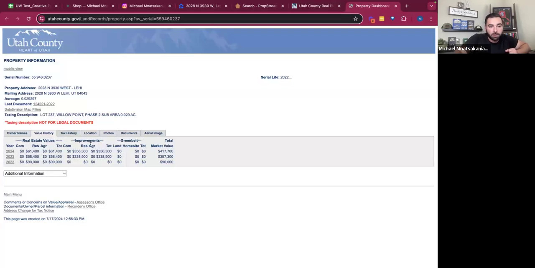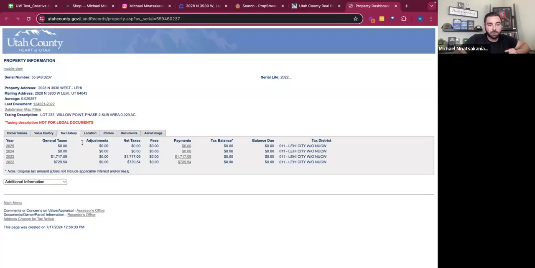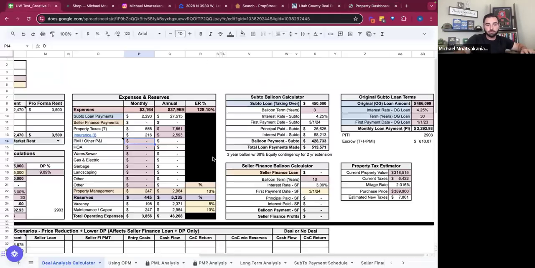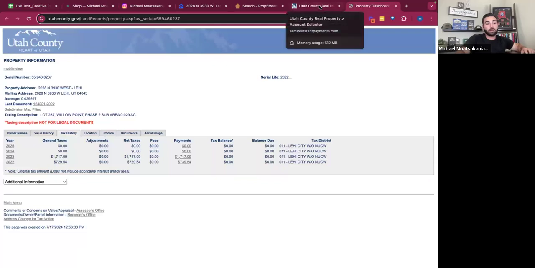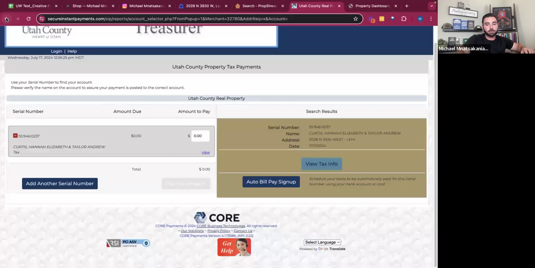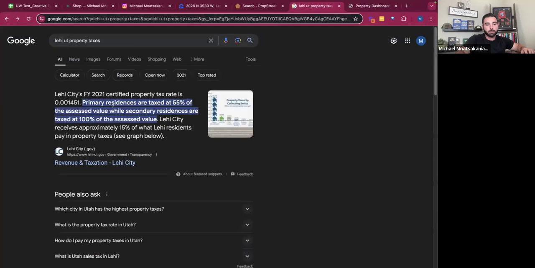Value history. I don't know if they have exemptions, like I said, but I do know that the taxes they paid were 1,709 in 2023. So we can take that figure and put it in for Michael's property taxes. Do they have a mill rate somewhere on that site? We can either calculate the millage rate, or we can go back here and I'll show you.